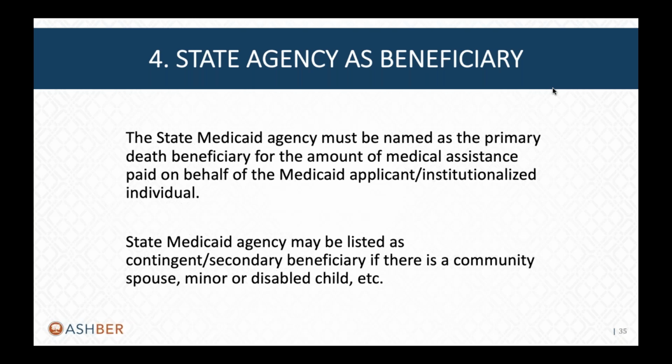So if there are any of these situations in your case where we have a community spouse that could be named or a minor or disabled child, those individuals can be named as primary beneficiary before we list the state Medicaid agency.